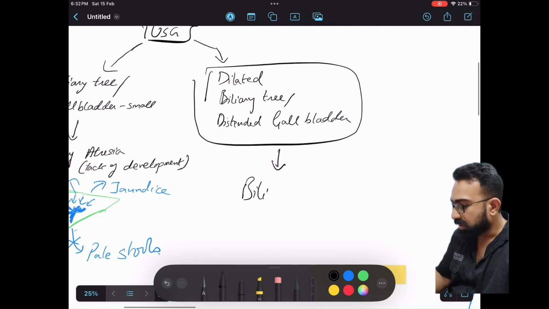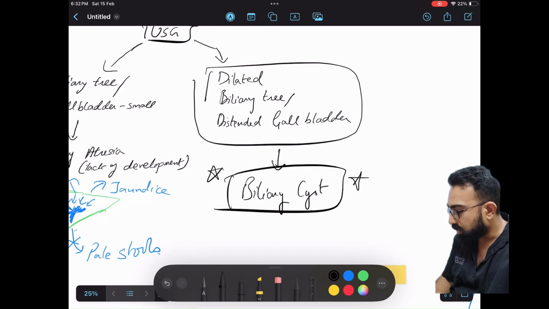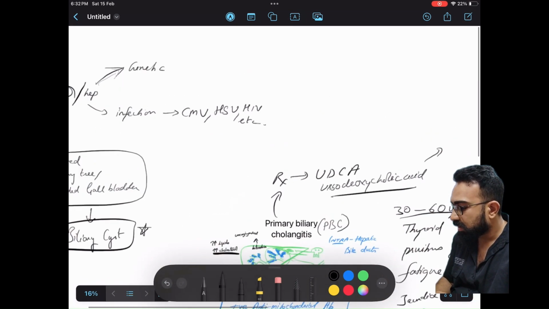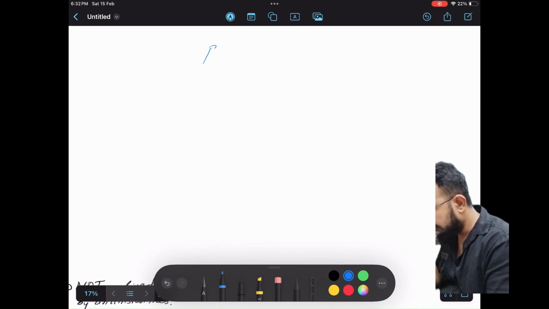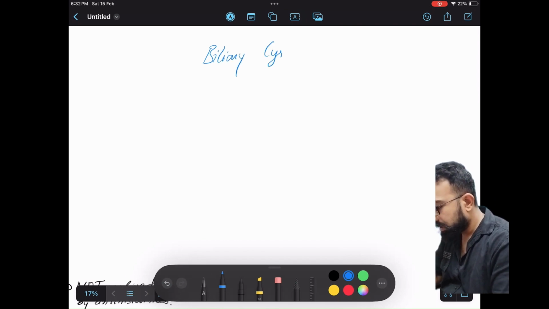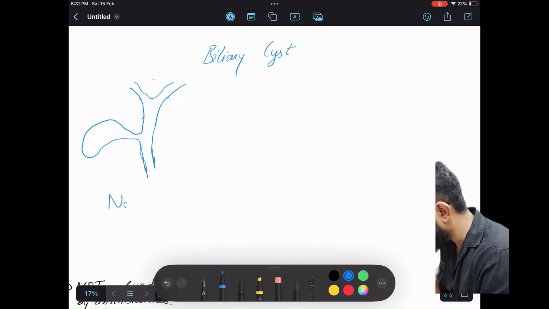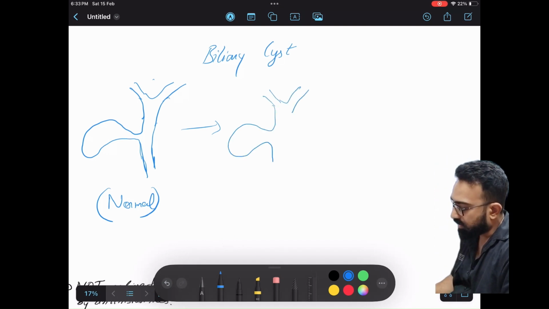But if the biliary tree is dilated and the gallbladder is distended, now we are coming to an important diagnosis. This is a biliary cyst. This is a very important topic, biliary cyst. Now we'll discuss biliary cyst in detail. What is a biliary cyst? If this is the regular biliary tree, with the left and right hepatic ducts meeting with the cystic duct and the gallbladder forming the common bile duct, this is the normal condition.